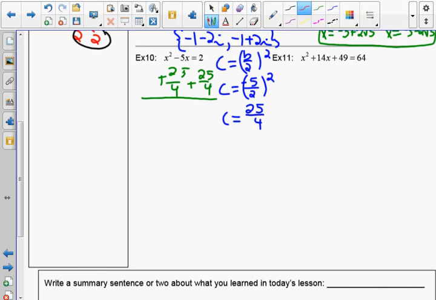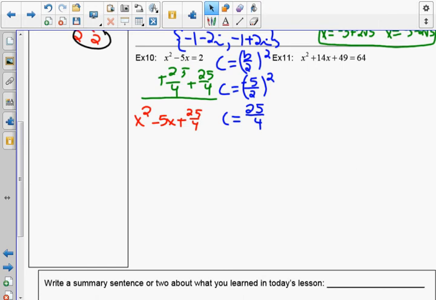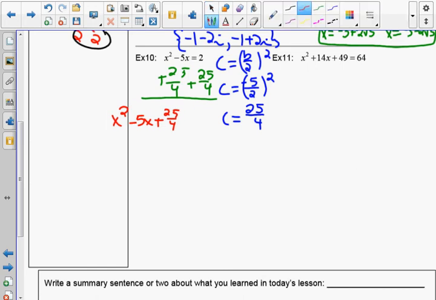Alright, so what I have here now is x squared minus 5x plus 25 over 4, and I'm running out of room. There we go. Is equal to, and I actually want to get a common denominator. So 2 is equal to 8 over 4. So I'm going to add the 25 over 4, and that's going to give me a 33 over 4. So I'm just going to put it down as the improper fraction right now.